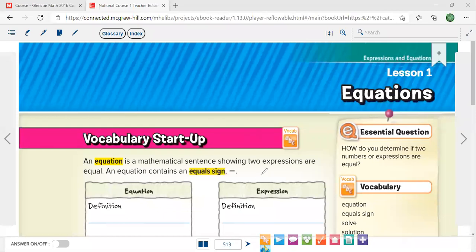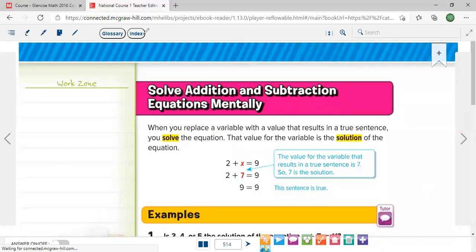This is new chapter, chapter 7, lesson number 1, equations. We need to know how to deal with equations and how we can solve an equation. This is what we are going to do right now.